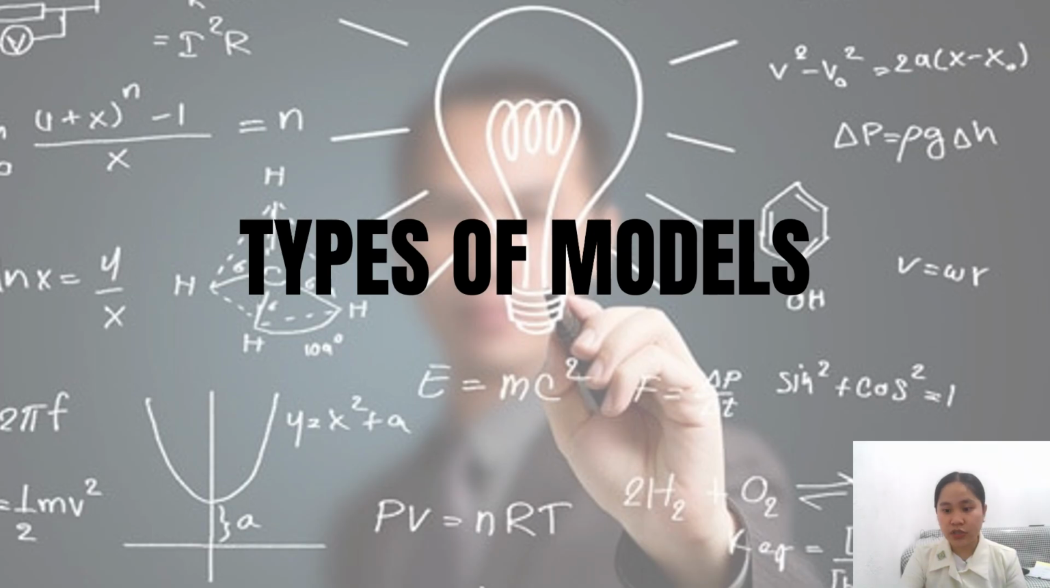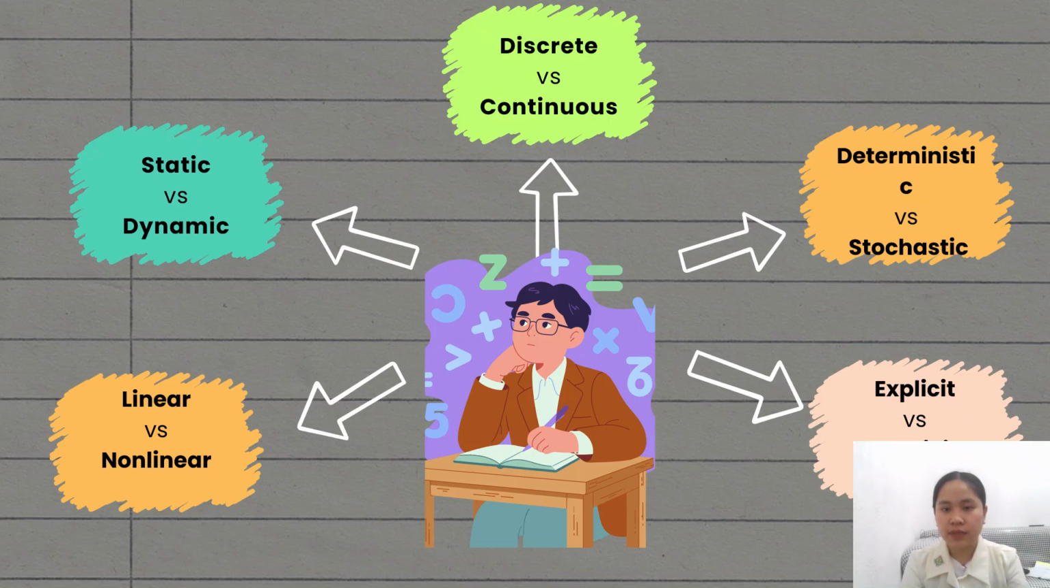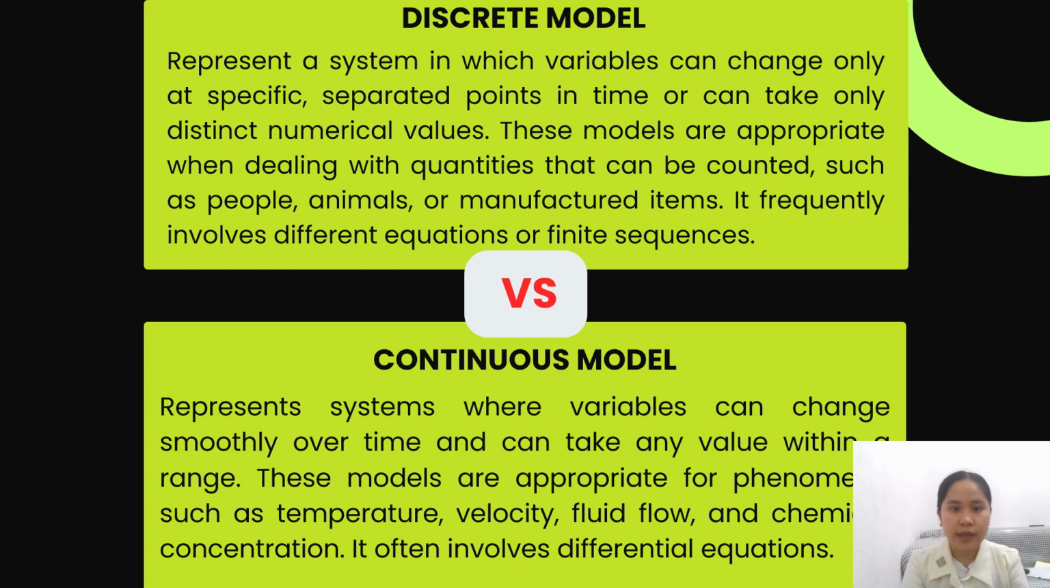My name is Hershey N.C. Haraon and my part is the types of models. So, ito yung iba't ibang types of models na na-research ko. First is discrete versus continuous, static versus dynamic, deterministic versus stochastic, linear versus nonlinear, explicit versus implicit. So, ano nga ba yan?